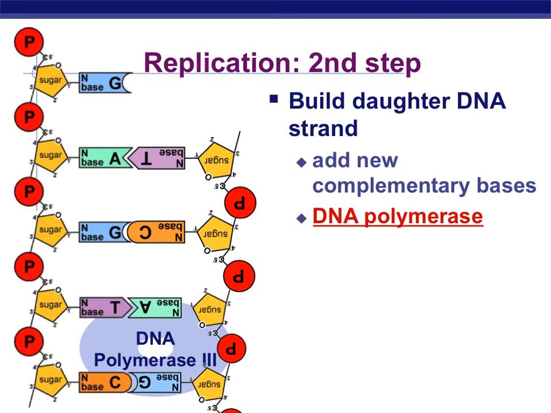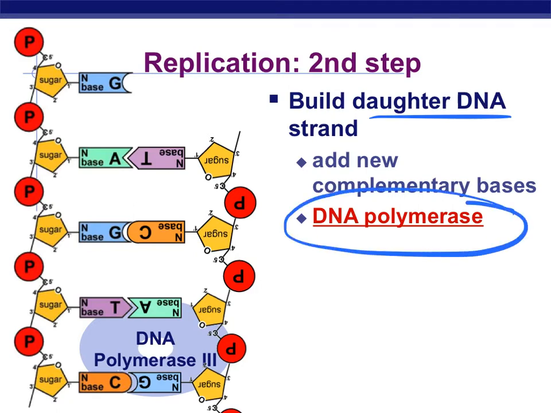And in the second step of replication, we're actually going to build the daughter DNA strand. We're going to use the original as a template, and using complementary nucleotides, of course, we're going to build the complementary strand of DNA. The second big player in this DNA replication that you need to know is called DNA polymerase.